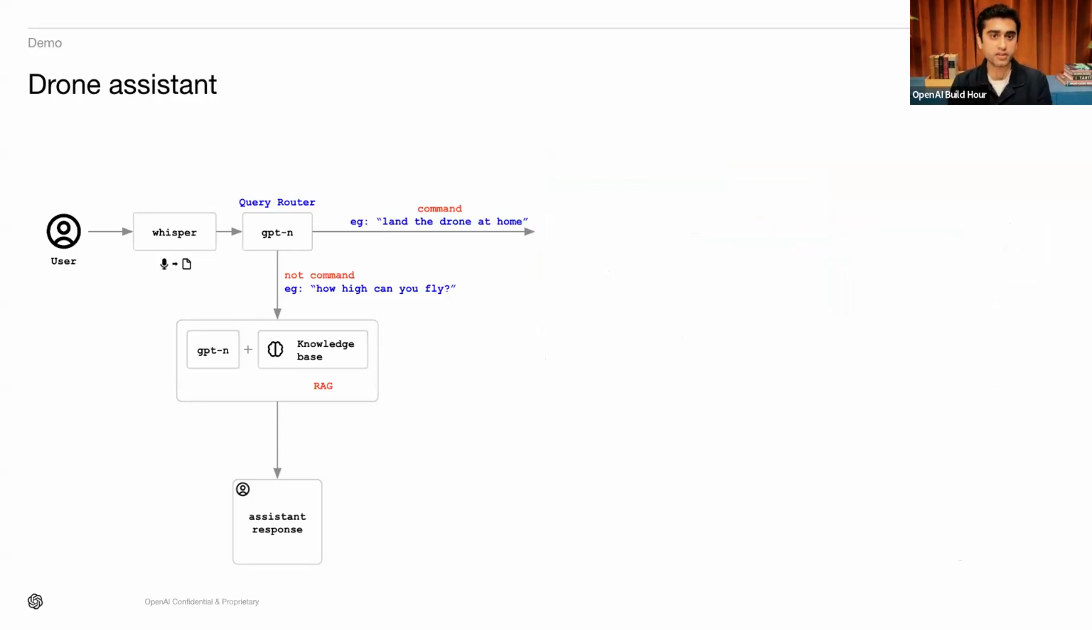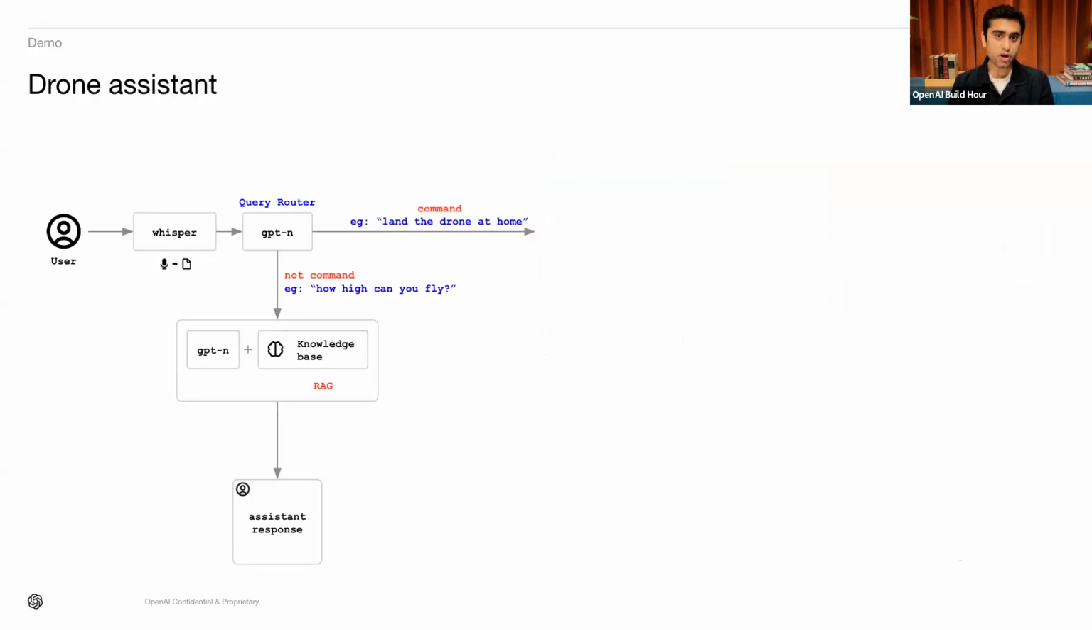Taking the first slice of this diagram, let's look at the first part of the system. So we have this query router, which is powered by the base GPT-4 model. What it does is just classify commands, right? For example, land the drone, and requests which are not commands, like how high can you fly? And the model here really interprets the transcribed text to determine the nature of the request from the user.